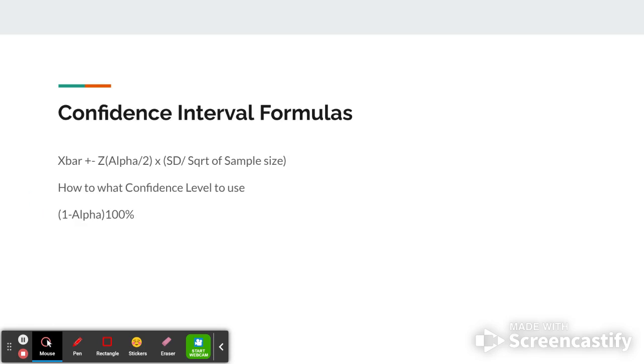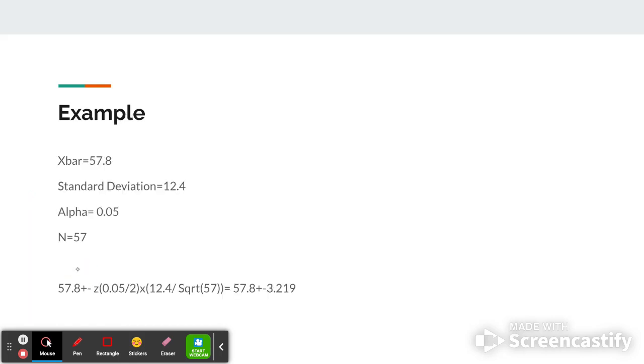And so a confidence interval's formula is X bar plus or minus margin of error, which is the z-score of the significance level, or alpha, divided by 2, times the standard deviation divided by square root of sample size. And we will move on to the example. And so I have gone ahead and listed out my example at the bottom.